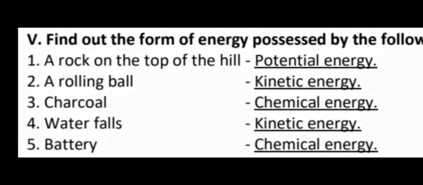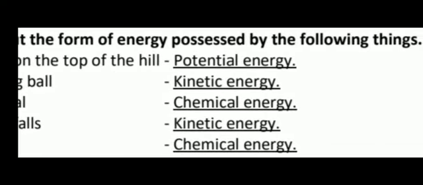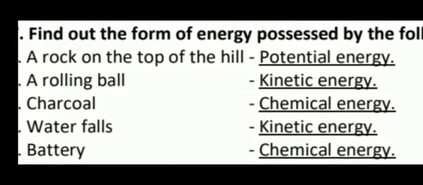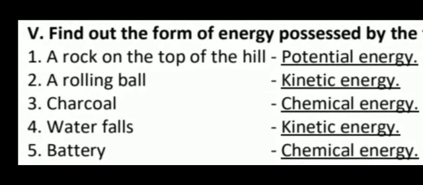Then find out the form of energy possessed by the following things. A rock on the top of the hill, potential energy. A rolling ball, kinetic energy. Third one, charcoal, chemical energy. Then fourth one, waterfalls, kinetic energy. Battery, chemical energy.